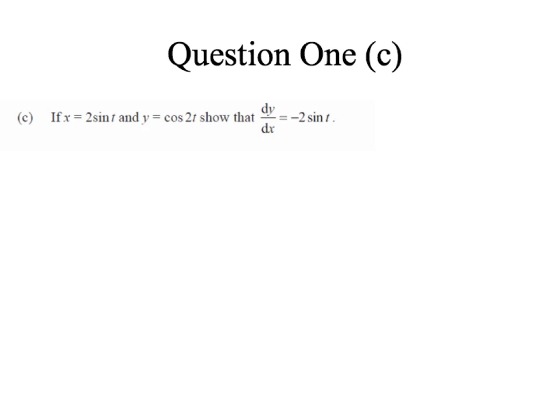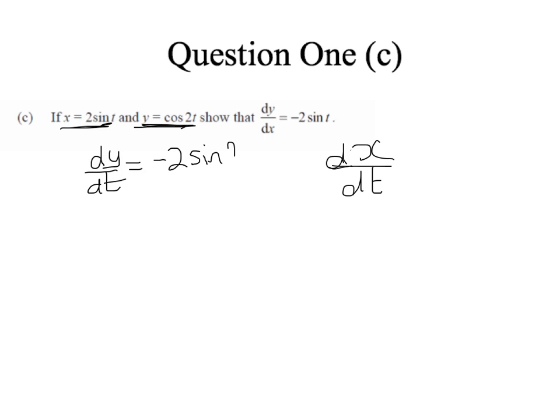Question 1c. This is a little parametric differentiation question. We're given x in terms of t and y in terms of t. So to find dy by dx, we first find dy by dt and dx by dt. So dy by dt will be -2 sine 2t, and dx by dt will be 2 cosine of t.